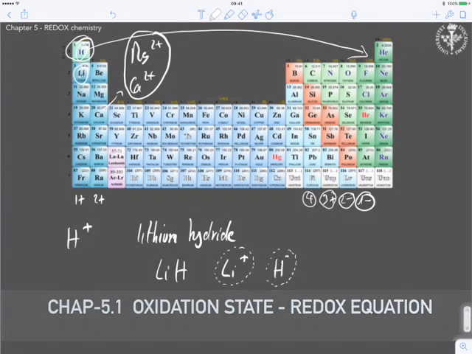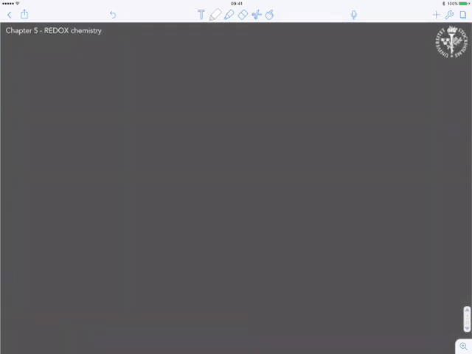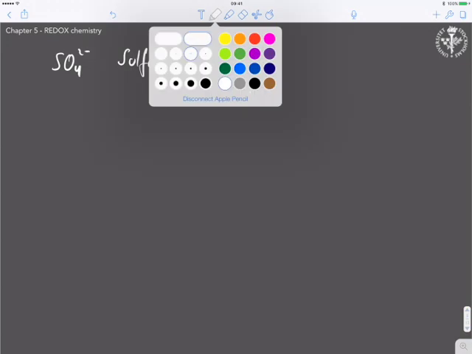Let's take some example here. A very known molecule we just discussed before. We use it also in other components when we're dealing with Lewis structure, for example. Let's say we take SO4 2-, which is sulfate. Very important, very heavy thing here.